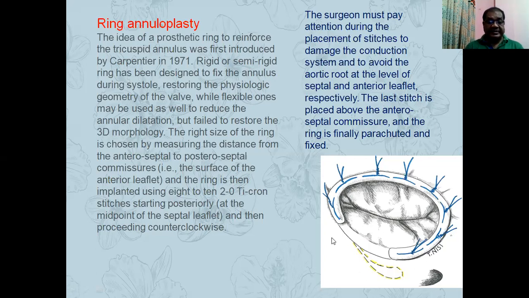The right size of the ring is chosen by measuring the distance between the anteroseptal and the posteroseptal commissure, that is the surface of the anterior leaflet, and the ring is then implanted using 8 to 10 2-0 Tricron sutures starting posteriorly at the midpoint of the septal leaflet and then proceeding counterclockwise. The surgeon must pay attention during the placement of the stitches not to damage the conduction system and to avoid the aortic root at the level of the septal and anterior leaflet respectively. The last stitch is placed above the anteroseptal commissure and the ring is finally parachuted and fixed.